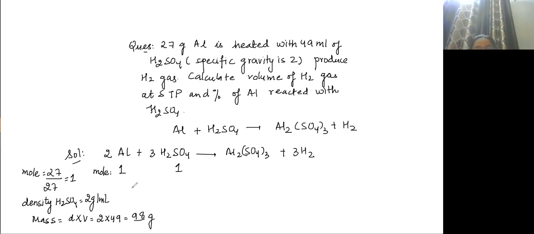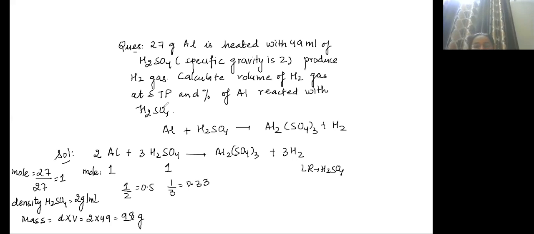Now find out limiting reagent. This will be 1 by 2, this is 1 by 3. So this is 0.5 and 1 by 3 is equal to 0.33. So which is LR? Correct. LR is H2SO4. Very good.